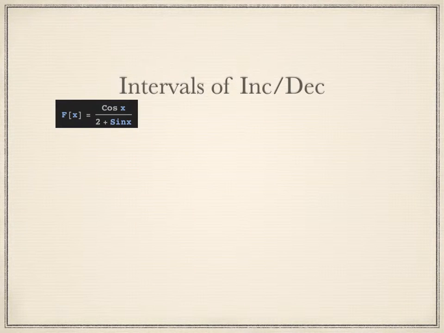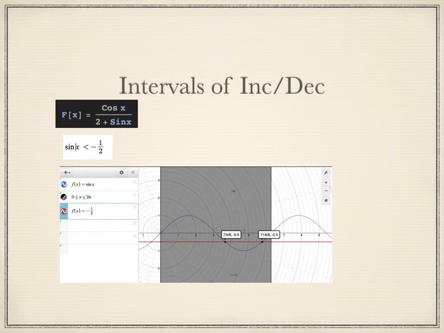For the intervals of increasing and decreasing, we set the numerator less than 0. So we get sine of x equals negative 1/2. We want to see where the sine of x is negative 1/2. As you can see, that's just the regular sine graph, and the sine of x is negative 1/2 at 7 pi over 6 and 11 pi over 6.